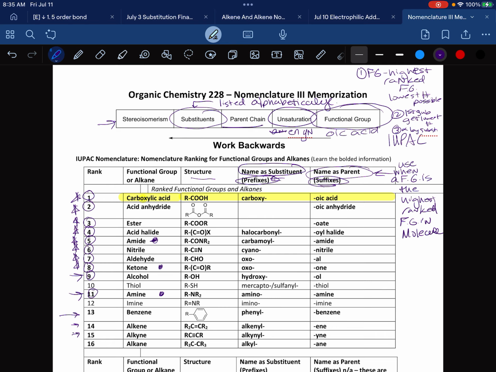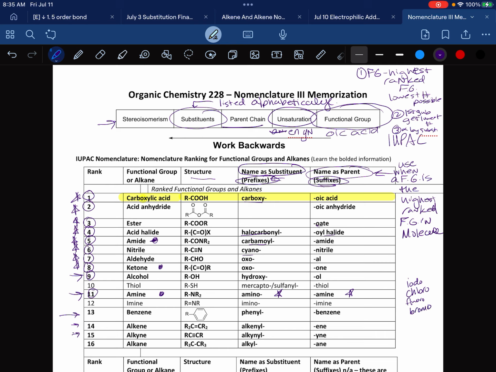Okay, so bottom line here is you want to memorize these substituent prefixes and then also the suffixes. And so you want to try to remember which is which too. So the hardest one I think that students struggle with is the amines. So one thing to notice is that when we learned a lot of our substituent names, we had iodo, we had chloro, we had fluoro and bromo.